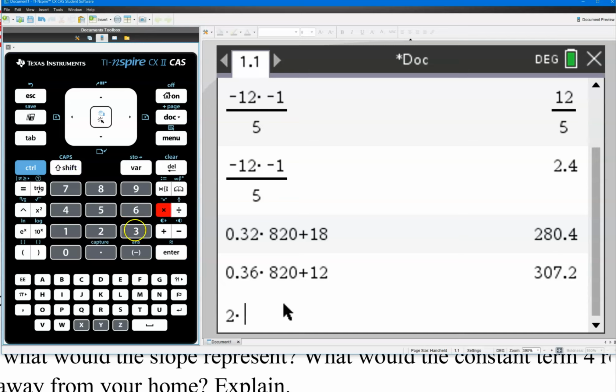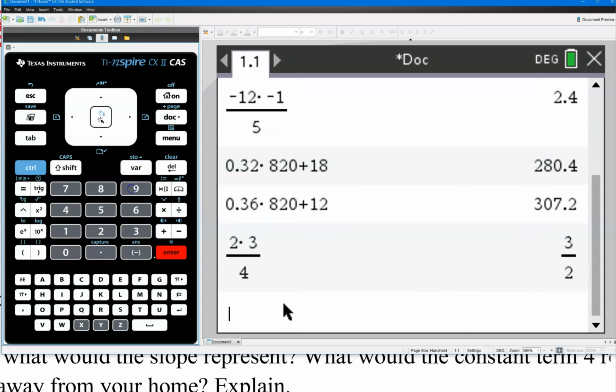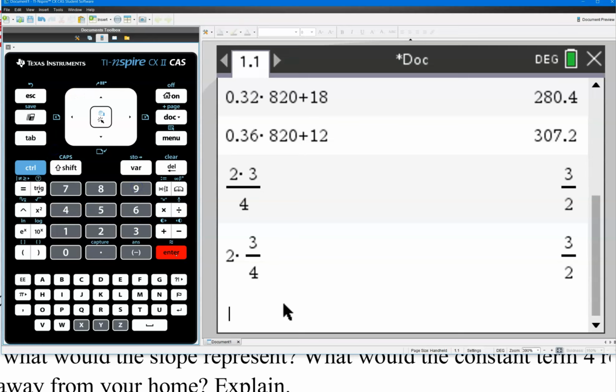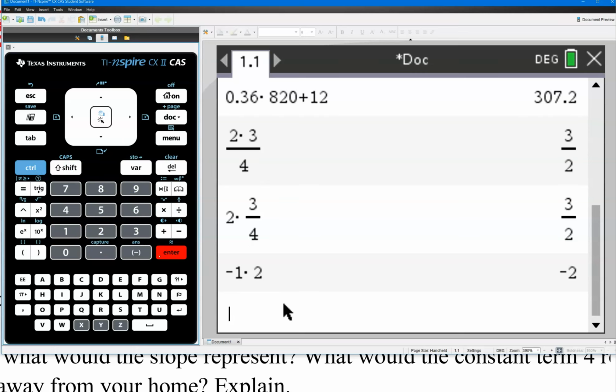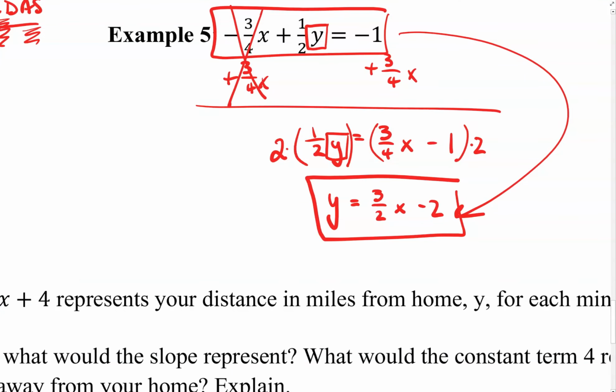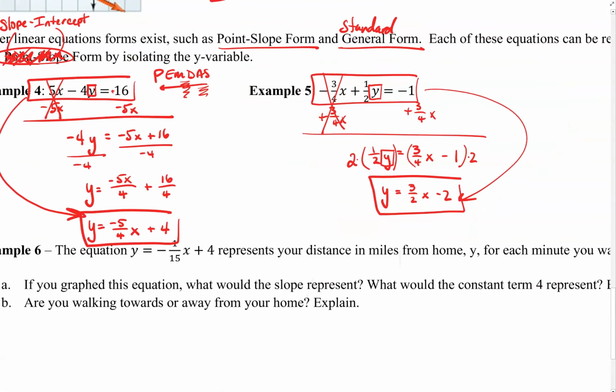So 2 times 3/4, 2 times 3 divided by 4 would end up being 3/2. If I wanted to show that exactly the way it was written on paper, we might write 2 times and then control divide 3/4. And press enter, and we get the same results. We got 3/2. And of course, -1 times 2, checking ourselves here, is indeed -2. So we've got 3/2 x, take away 2. I'm pretty happy with that result.